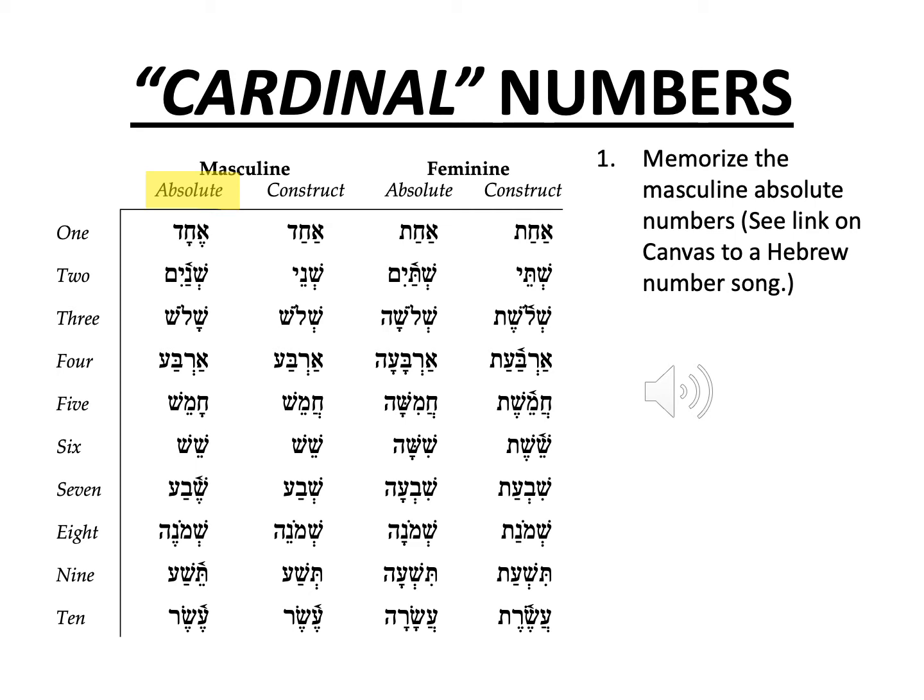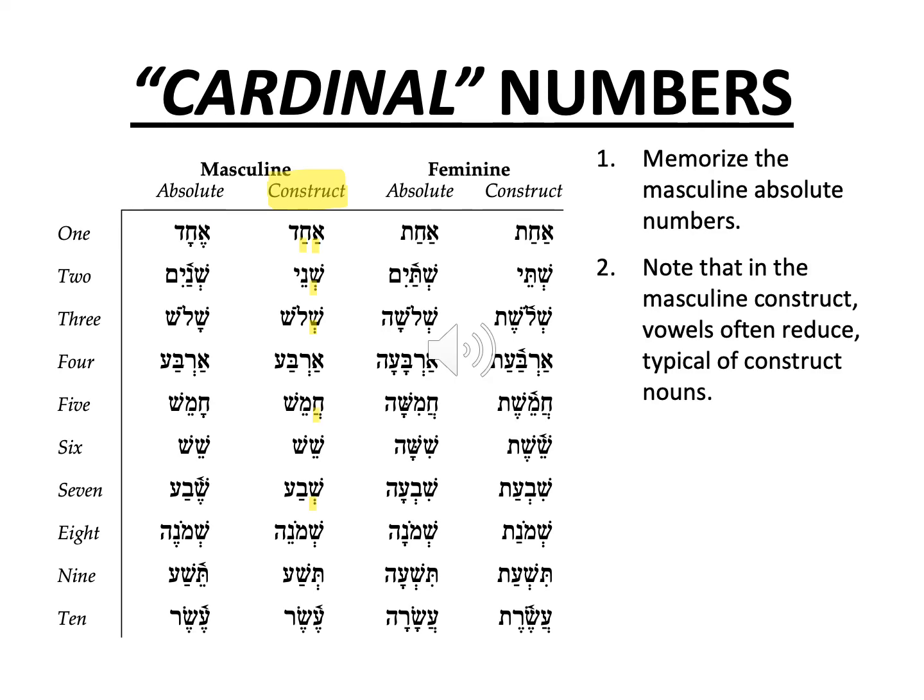You can see the name of the number going down the left-hand side of this chart. You need to memorize the masculine absolute number name for each number because that is the basis for all of the number names. These are called cardinal numbers, referring to 1, 2, 3, etc., as opposed to ordinal numbers, which is first, second, third, and following. Memorize the masculine absolute numbers using the link that is provided to a song.